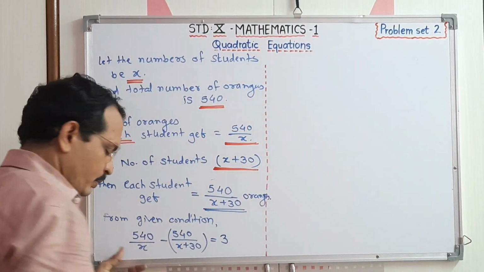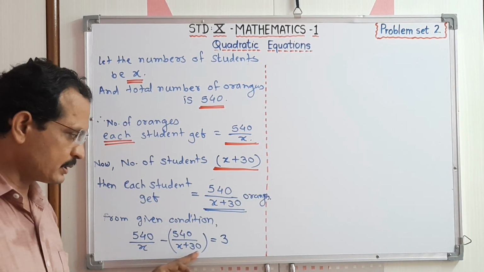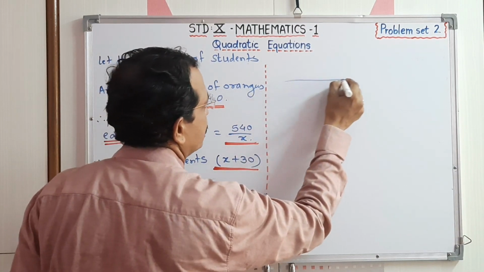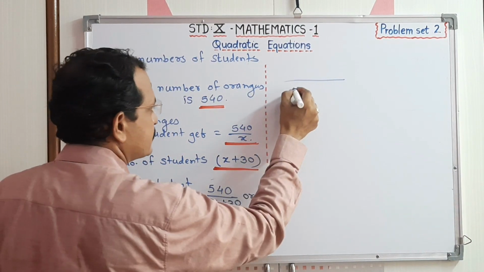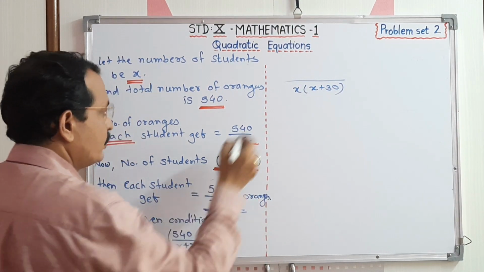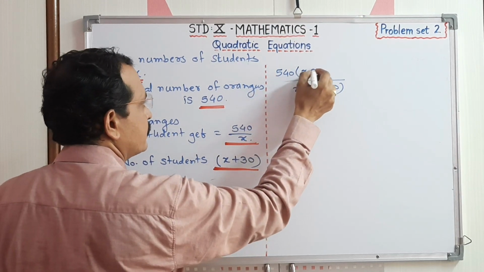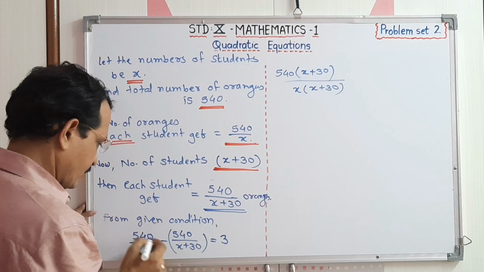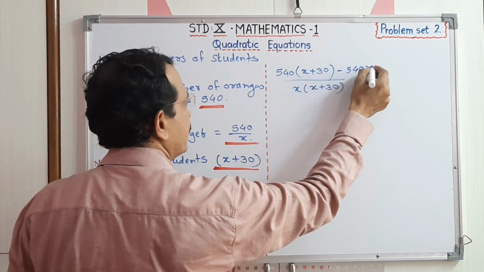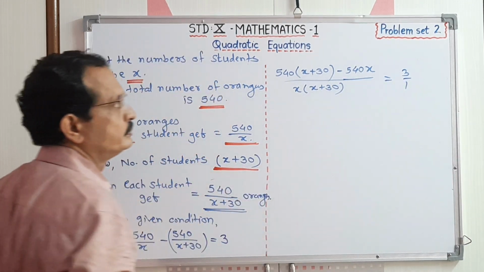Now, we have to solve this equation: 540 upon x minus 540 upon x plus 30 is equal to 3. First of all, we have to do the cross multiplication here. x into x plus 30, then 540 into x plus 30 minus 540x is equal to 3 upon 1.